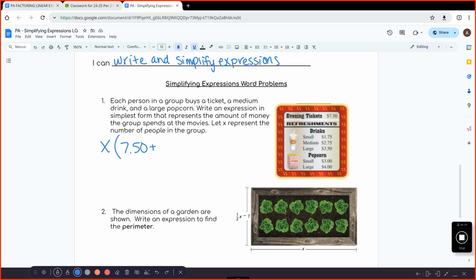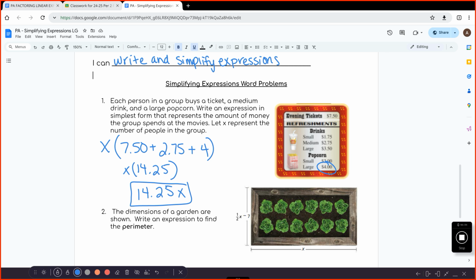We also know that they buy a medium drink. So medium drink is $2.75. And a large popcorn, which is $4. All right, so here I would add up everything in our parentheses. So we have 7.50 plus 2.75, which gets us 10.25, plus 4, and that'll get us 14.25. And multiply that by X, and we get 14.25X.